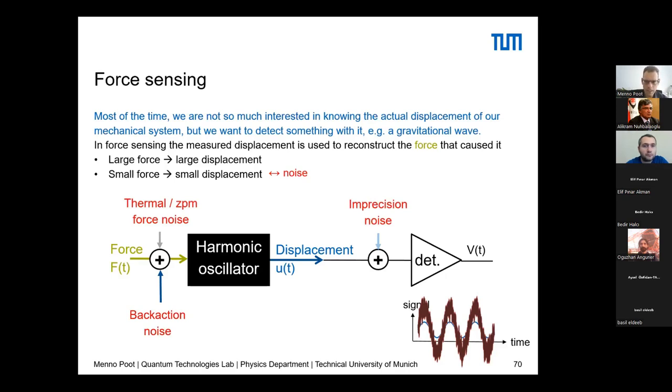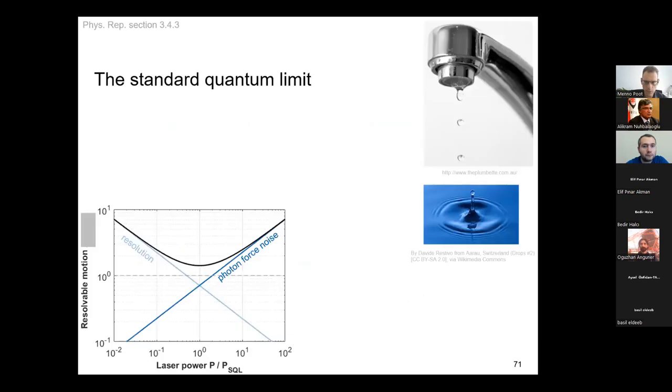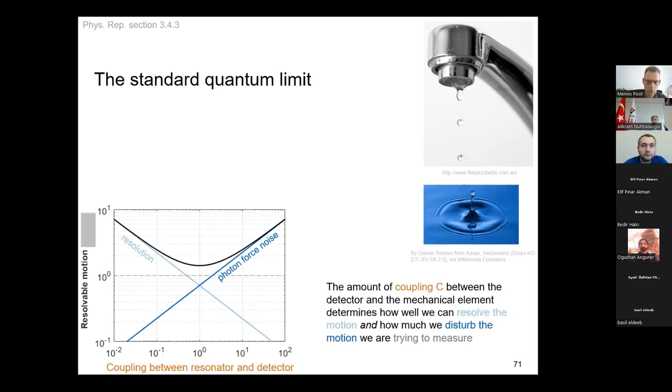So in this case, let's now turn our attention again to the standard quantum limit. We have seen this picture. It shows you on the horizontal axis the laser power divided by that to reach the SQL, meaning this minimum here was at 1. But more generally, we can also say this is basically the coupling between the mechanical resonator and the detector that we have. And the amount of coupling indicated with symbol C determines on one hand how well we can resolve the motion, that's the light blue line that's going down, but also how much we distort the motion.